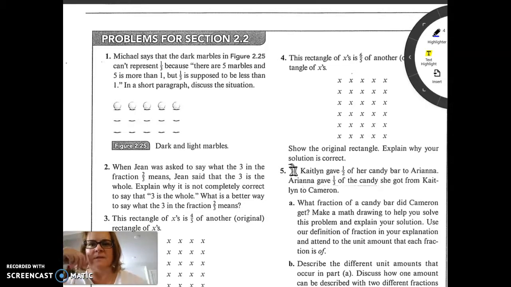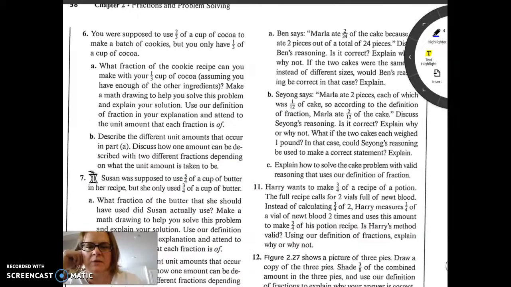In problem 1, Michael says that the dark marbles in this figure can't represent 1/3 because there are 5 marbles and 5 is more than 1. But 1/3 is supposed to be less than 1. So he's a little bit confused, and so you had to discuss this situation in a paragraph.